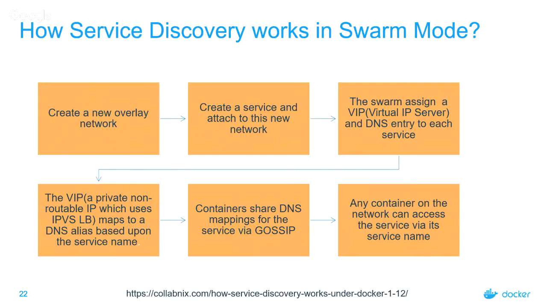A virtual IP address is a private non-routable IP, and it uses IPVS load balancing. I think the networking team did a great job integrating this feature, because of which you can now ping one service from another sitting on a different node. This is where the DNS alias mapping upon the service names occurs. Through the gossip protocol, which the workers use to talk to each other, these containers share their DNS mapping. This is the point where any container on the network can access the service via its service name.